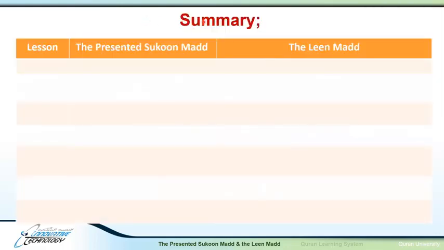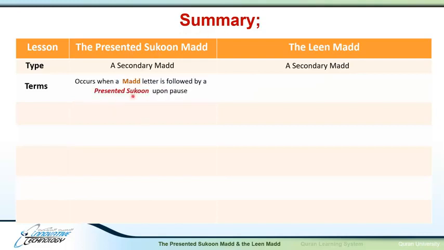Now we can summarize the presented sukoon mad and the Leen mad lesson in one slide. Both are of a secondary type mad, and the terms for presented sukoon to happen, it occurs when a mad letter is followed by a presented sukoon upon pausing recitation. And almost the same rule applies for the Leen, but it differs in that it applies for a Leen letter rather than a mad letter.